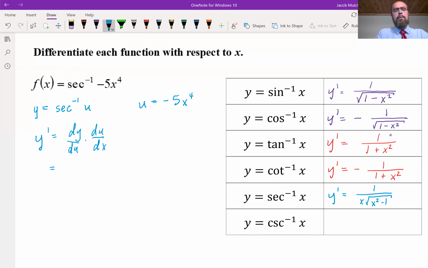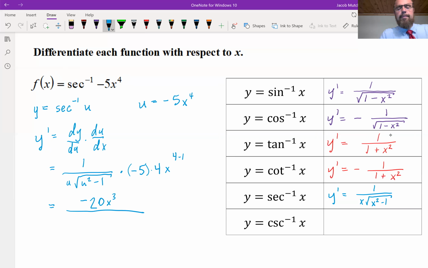So the derivative of y with respect to u, that's the derivative of inverse secant. So that's 1 over u times the square root of u squared minus 1, times the derivative of u with respect to x. So that's negative 5 times 4, the old power, x to the power of 4 less 1. So as I finalize this answer, again, I need to make those same two adjustments. In my numerator, I'm going to have negative 20x to the power of 3.